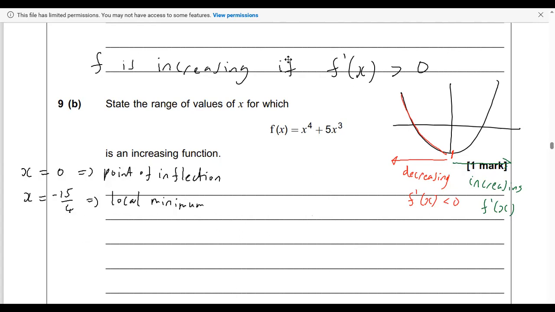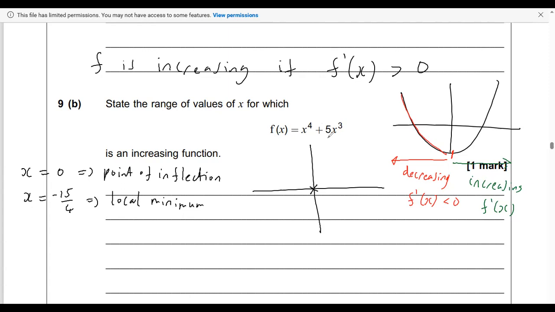Okay, so if we think about what we've got, we've got x equals 0. If we substitute x equals 0 into the function, we got 0, didn't we? So (0, 0) is one of the corners, and this was a point of inflection. And we've also got this minimum point at x equals minus 15/4. I'm actually just going to plug this into the curve as well, just so we can get a sketch of what the curve looks like.